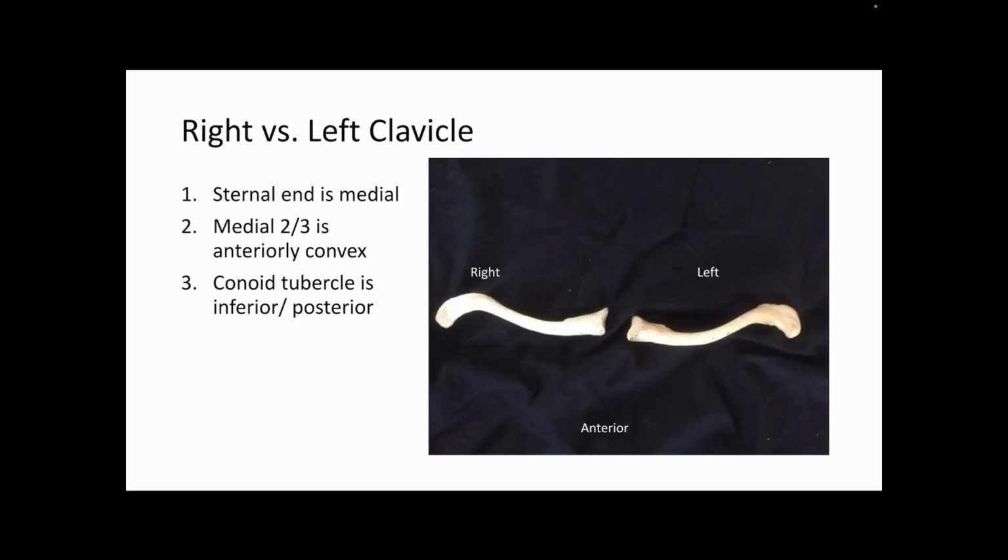Here's how you tell a right from a left clavicle. 1, the sternal end is always medial. 2, the medial 2/3 of the bone curves anteriorly. And 3, the conoid tubercle is on the inferior posterior side near the lateral end. So if it curves forward in the middle and that bump is underneath and behind, you've got the correct orientation.